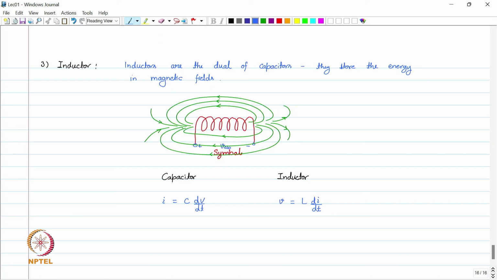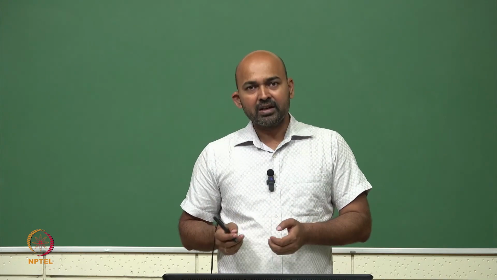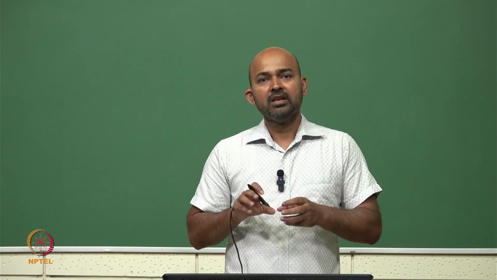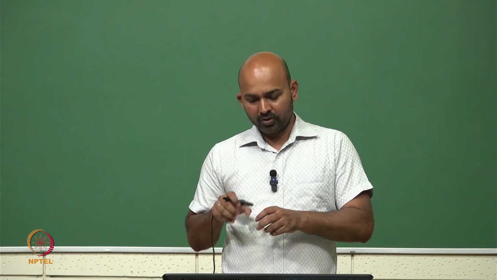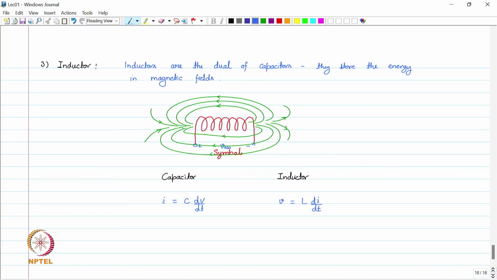In capacitor, the current is proportional to del V upon del T, or the change in the voltage with time across its terminal, and the proportionality sign we can remove by multiplying C, which is the capacitance of that capacitor, and this capacitance depends on the actual physical size of the element. Similarly, for an inductor, the voltage is actually proportional to the change in the current across its terminal, V equal to L di by dt.